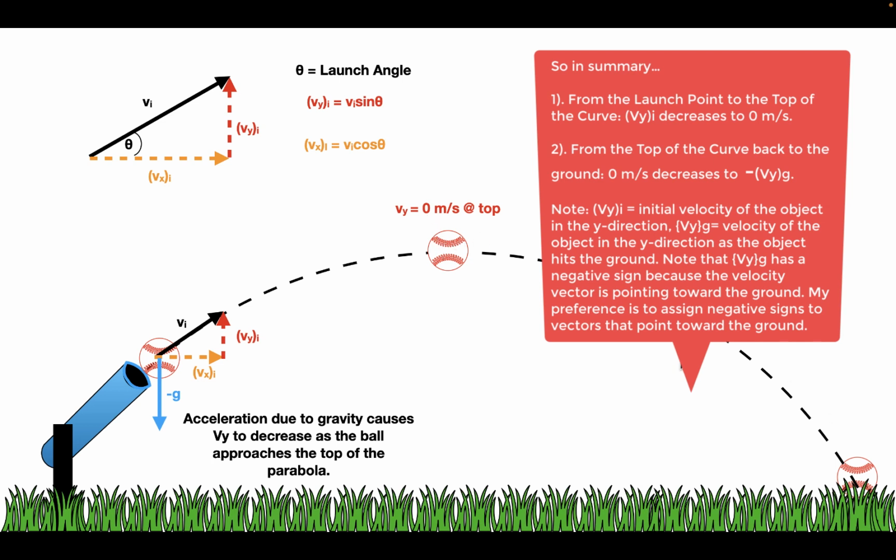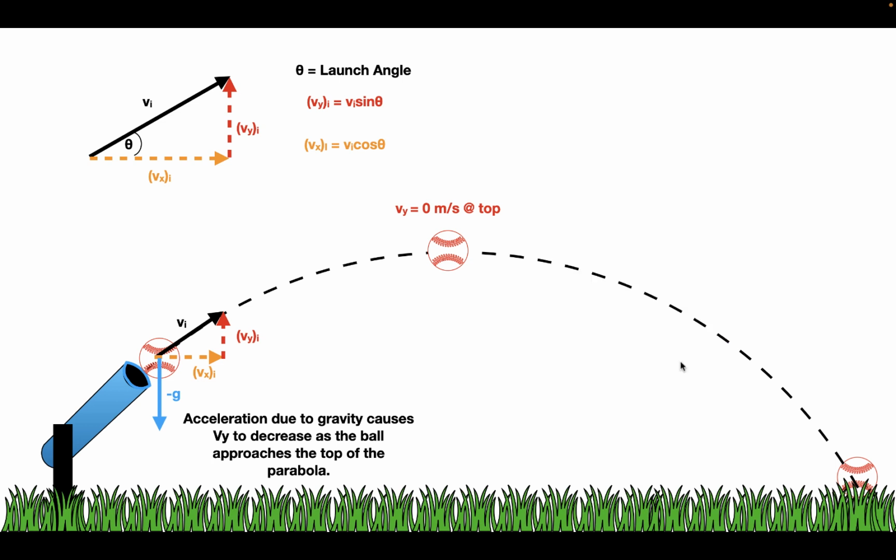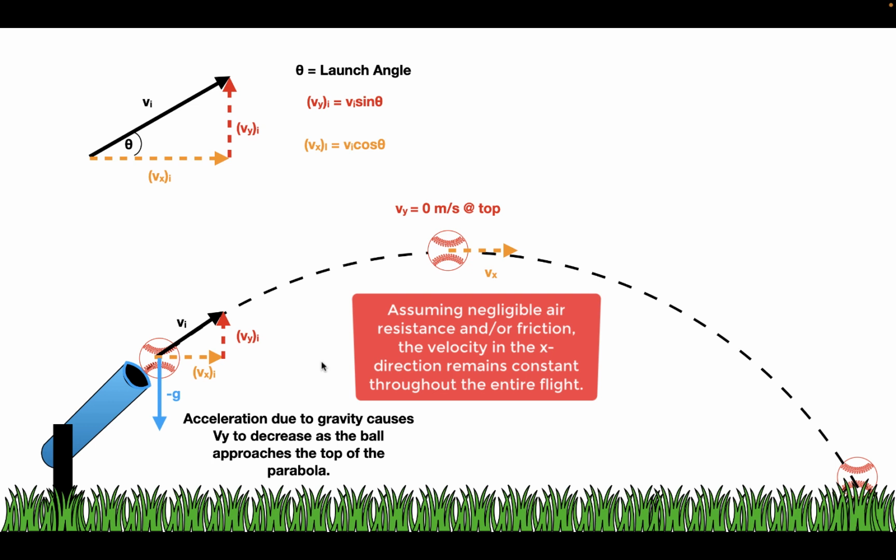So now that we know how the velocity in the y direction is going to change throughout the course of the flight, let's talk about how the velocity in the x direction will change during the flight. The velocity in the x direction is actually very interesting, because if we assume that air resistance is negligible, or that drag is negligible, the velocity in the x direction at the very top of the parabola is going to be equal to the initial velocity in the x direction that we had when the ball was just shot out. So assuming that there's no air resistance or that there's negligible drag, the velocity in the x direction will remain constant throughout the entire object's flight.